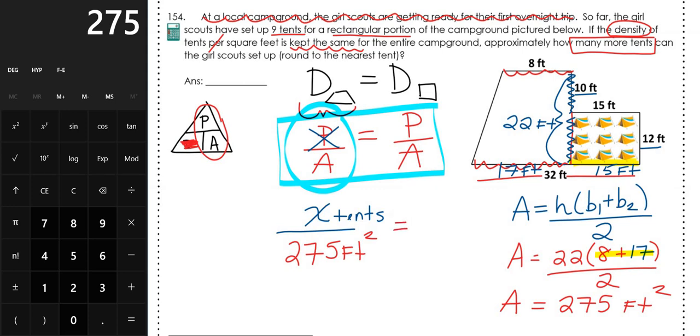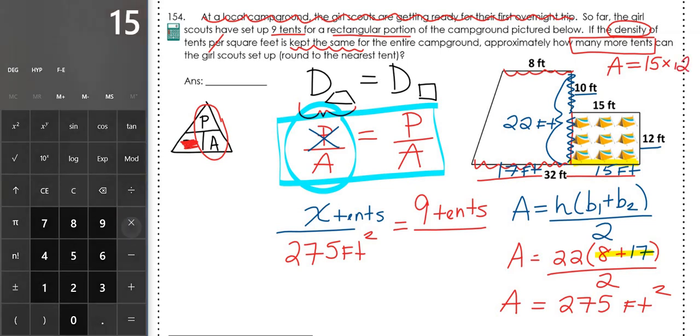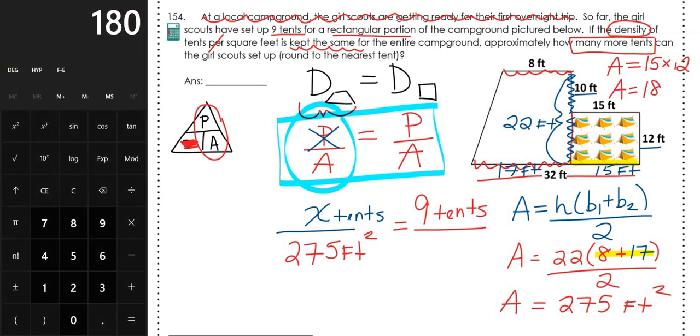Now, we're going to set this equal to the population density for the right side of this campground, which is the rectangle. Now, the population of tenths in this rectangle, they told us is 9. So we have 9 tenths over the area of that rectangle. Well, area for any rectangle is length times width. So in this case, we're going to do 15 times 12 in the calculator. We get 180 for our area, 180 square feet. Okay, so plug in 180 feet squared.